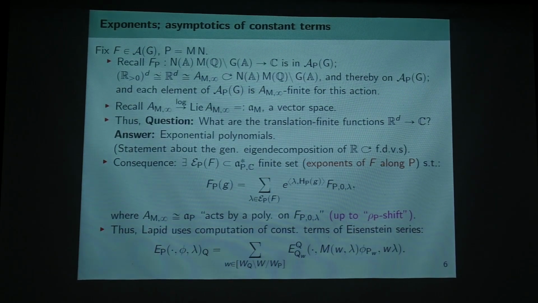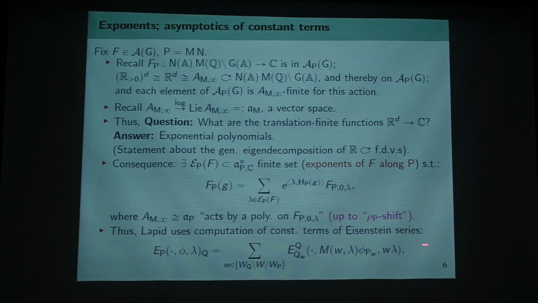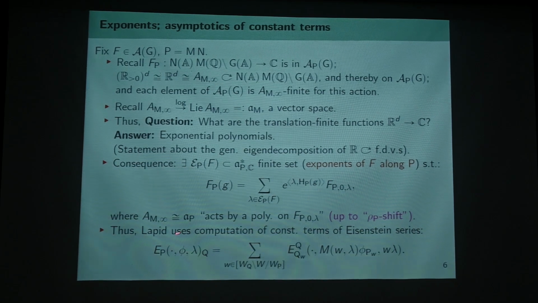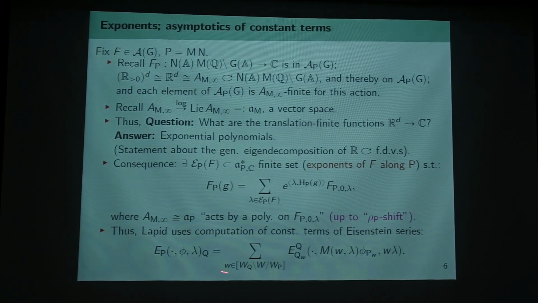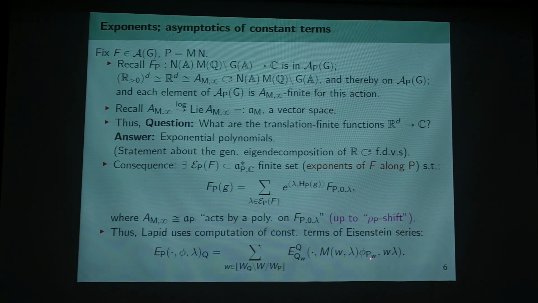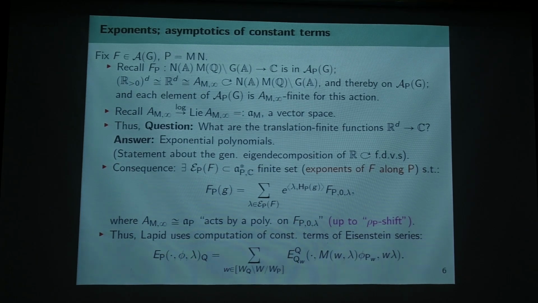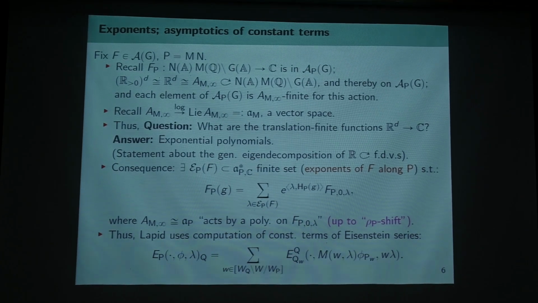Okay. And so, because Lapid is interested in inner product of truncated Eisenstein series, he uses the computation of constant terms of Eisenstein series, which I have just recorded here. Maybe we will not use it, but all I want to say is that it is some summation over some Weyl group elements, and the intertwining operators are going to come here. Okay? Maybe I will not go into this later, but perhaps unlikely.